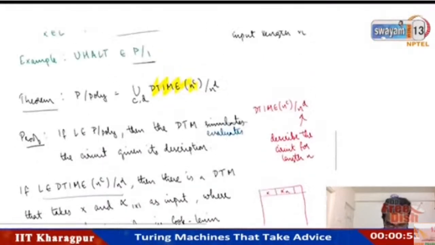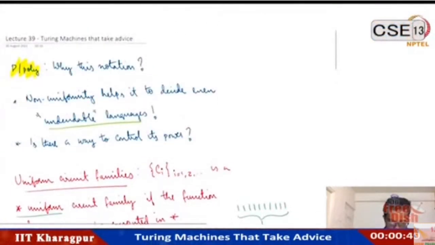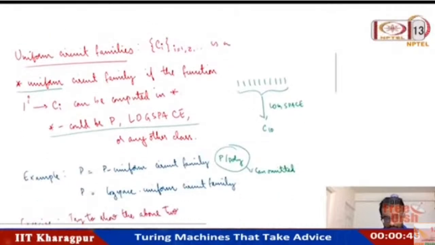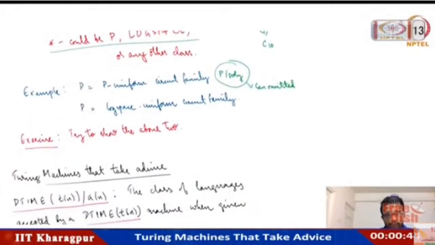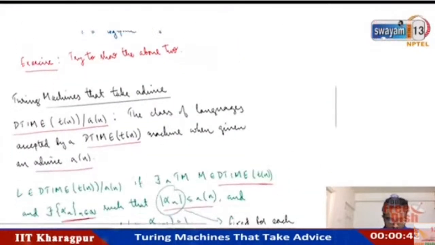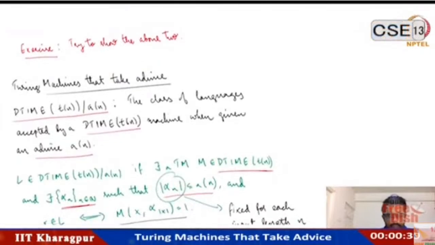And that is all that I have to say in this lecture, right? So we saw what are uniform circuit families. It could be any uniform, P uniform, log space uniform. And then we saw the definition of Turing machines that take advice.